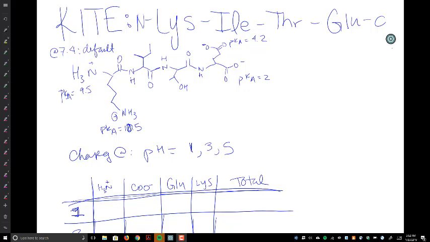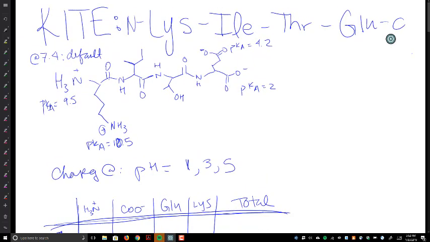So we'll start with a theoretical peptide called KITE. So if we break up KITE, and remember the formalism is to start at the N and go to the C terminus. So we start with the N terminus, then K or lysine, followed by isoleucine, threonine, ending with glutamate, and then that with the C terminus.